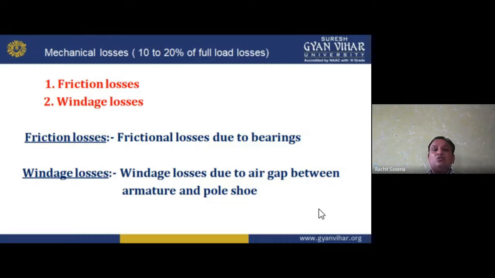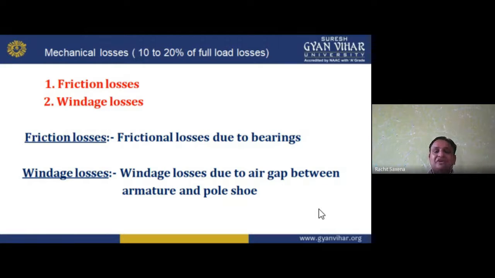Now we can say 30 to 40%, 20 to 30%, then we'll be having the 10 to 20%. That is the friction losses. What are they basically? The friction losses and the windage loss. Friction loss is due to the bearings. We basically use bearings, and the brushes we already count in the armature copper loss.